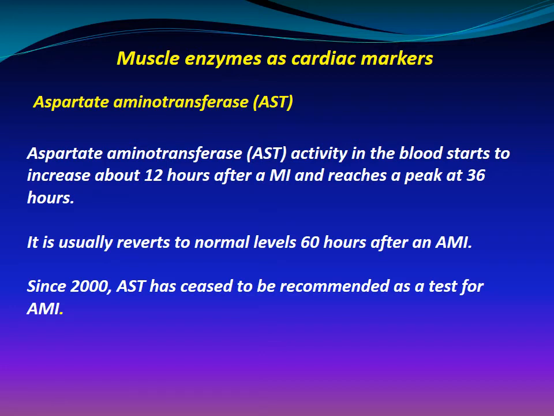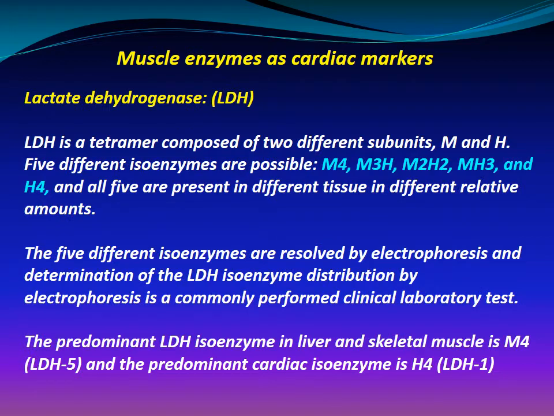Muscle enzymes as cardiac markers. Aspartate aminotransferase, or AST. Aspartate aminotransferase activity in the blood starts to increase about 12 hours after a myocardial infarction and reaches a peak at 36 hours. It usually reverts to normal level 60 hours after an acute myocardial infarction. Since 2000, aspartate aminotransferase ceased to be recommended as a test for acute myocardial infarction.